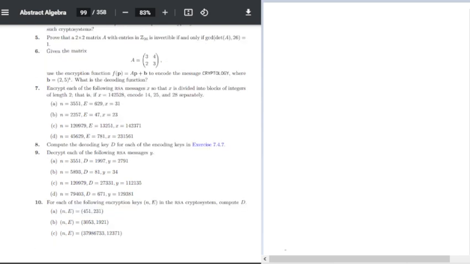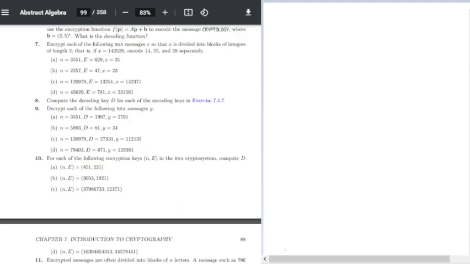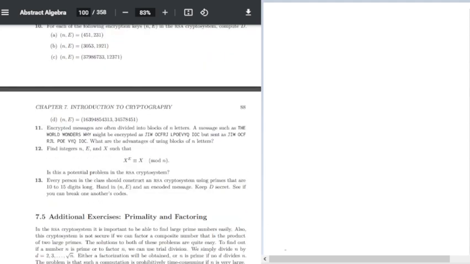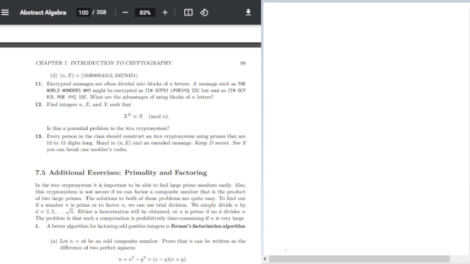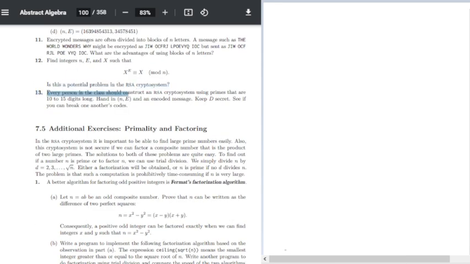Okay. Given the matrix A equals 3, 2, 4, 3, use the encryption function f of p equals Ap plus b to encode the message cryptology, where p is equal to 25 to the t. I'm too lazy for that. Okay. Encrypt the file. I don't want to encrypt all this stuff. Every person in the class.